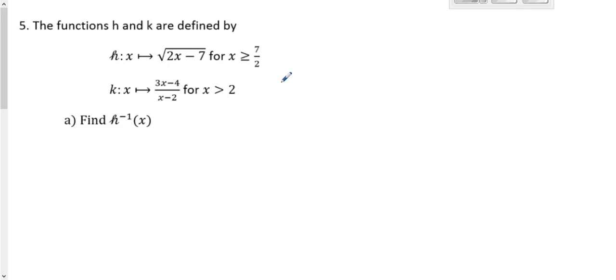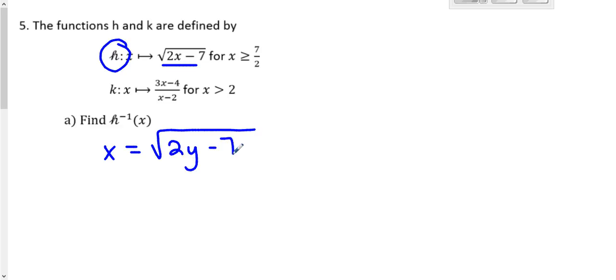Okay, number 5. Number 5 has parts A through C. So we have two functions, h and k. The first thing it asks us to find is h inverse. So we're going to be looking at h, and if we have y equals the square root of 2x minus 7, then we would have x equals the square root of 2y minus 7. And then we have to solve for y.